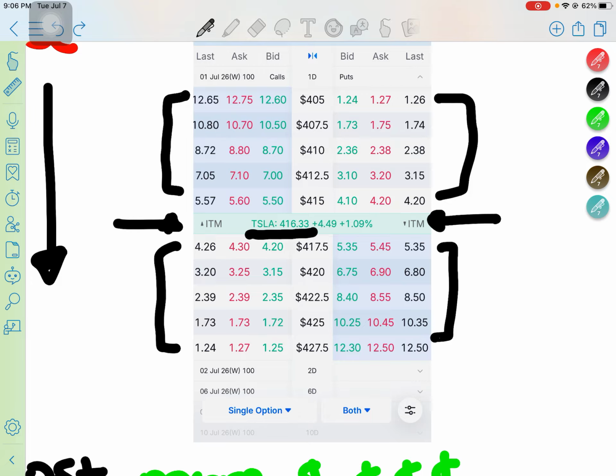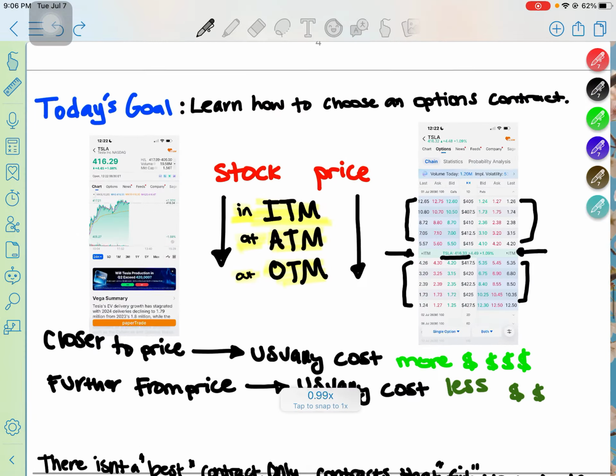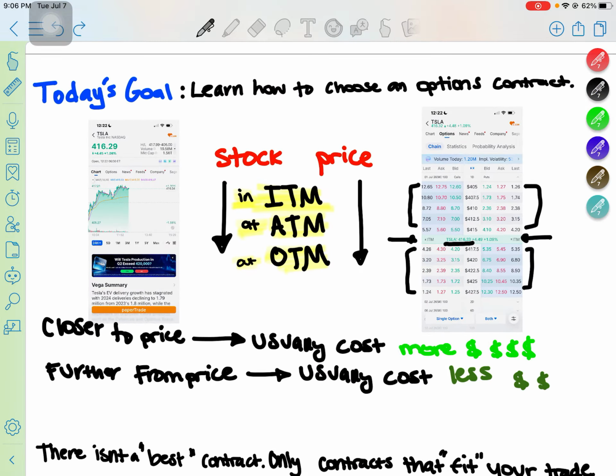Generally speaking, contracts that are closer to the current stock price cost more money. All right, that is this first point here. If it's closer to stock price, it's going to usually cost more, and vice versa. Contracts further away from stock price are going to usually cost less. That doesn't make either one better. They're simply just different choices.